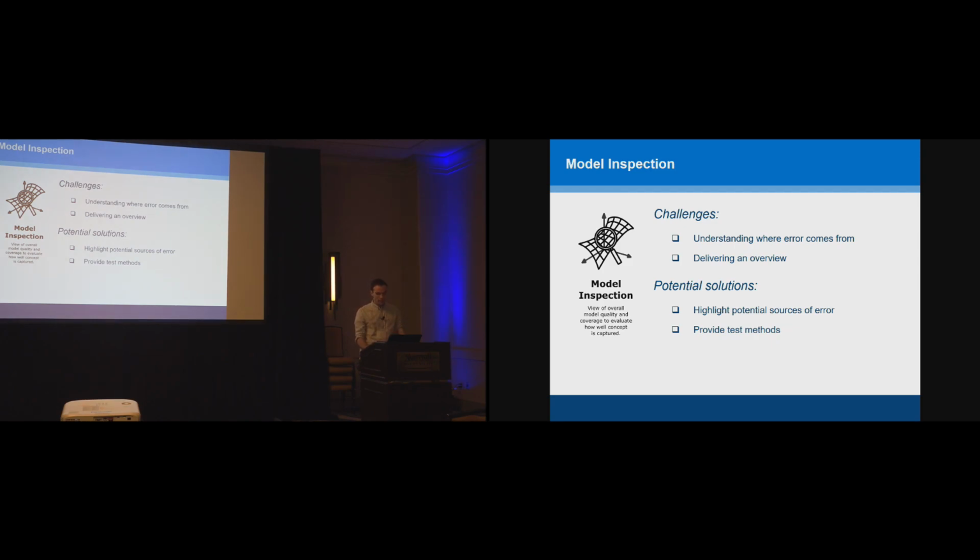So the model inspection interface then is the summative view on model quality, so a way of getting a quick impression of how much coverage or how accurate the model is in its current state. Challenges here are understanding where error comes from and delivering an overview that actually gives a good summative impression of what's happening inside. Potential solutions here are highlighting those potential sources of error and providing methods that the user can use to test the current state of the model and where it might have inadequacies.